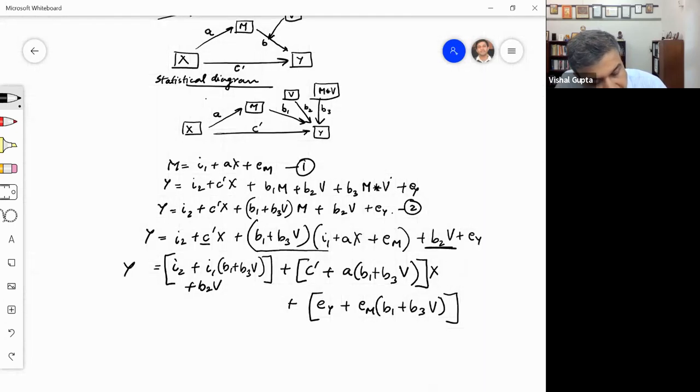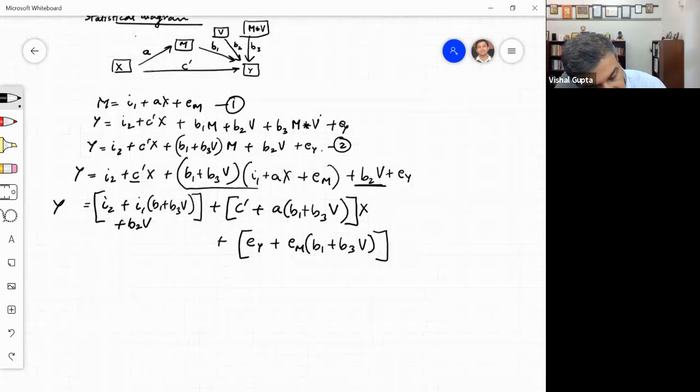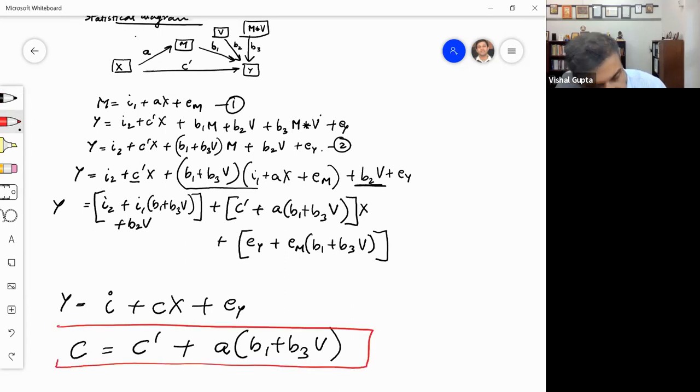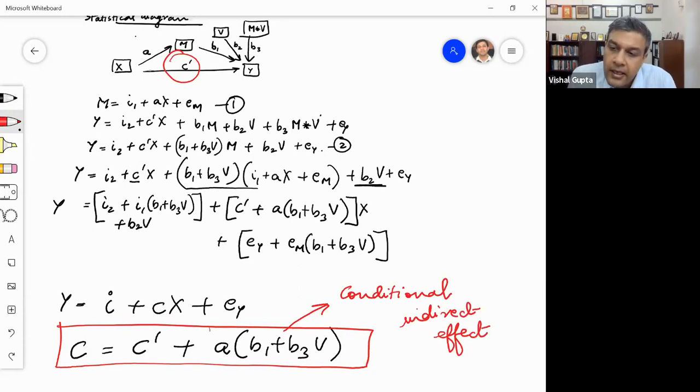Now if we were to compare this equation with our overall total effect equation, cX plus eY, what will it become? c is equal to c dash plus a times b1 plus b3V. This is the key result in this kind of model. So what have we done? This is the direct effect, and this term represents the conditional indirect effect.